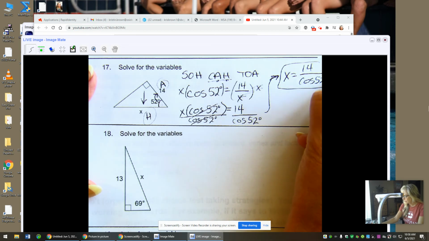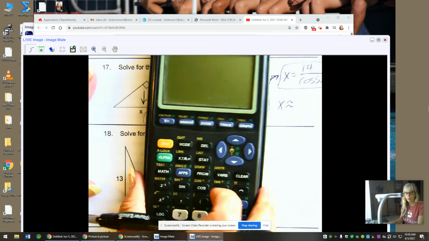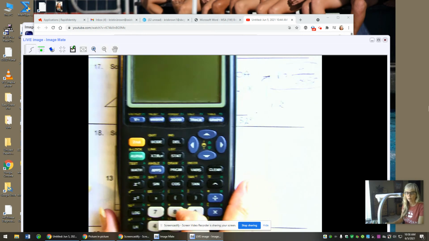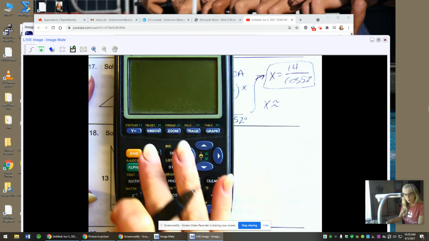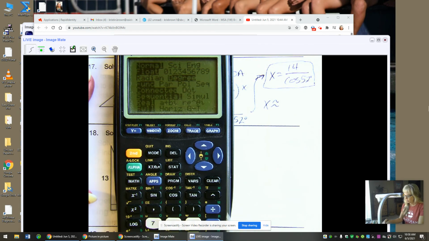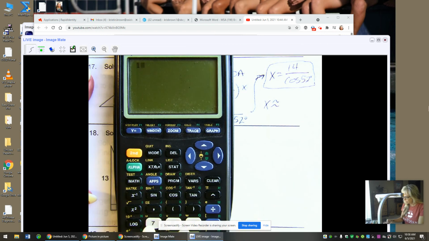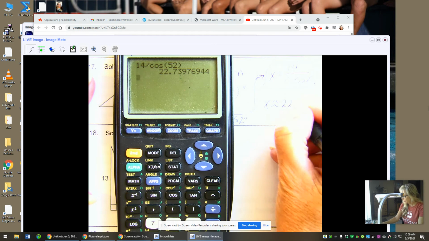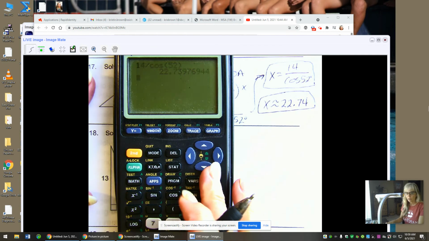That's exact. Pretty sure the test is going to ask you for an estimate. So we've got to go to our calculator for the estimate. Let's see. Check the mode. Make sure you're in degrees. We are in degrees. All good. And then we go 14 divided by cosine 52. Enter, and we get 22.74-ish. 22.74 is the estimate.